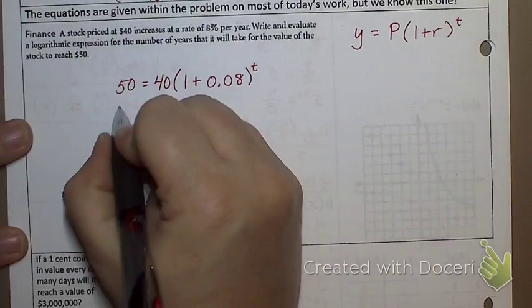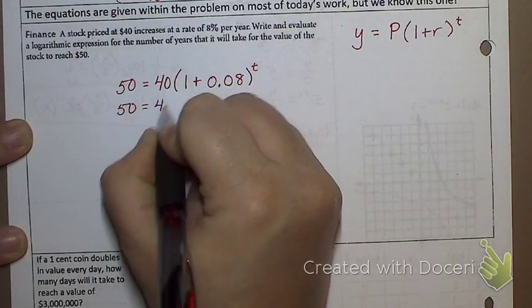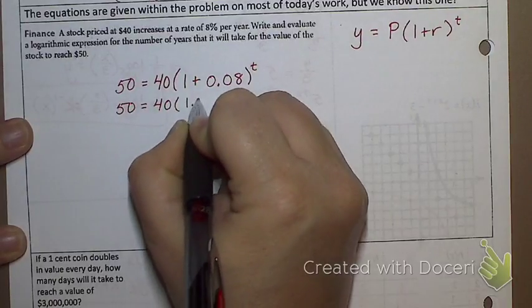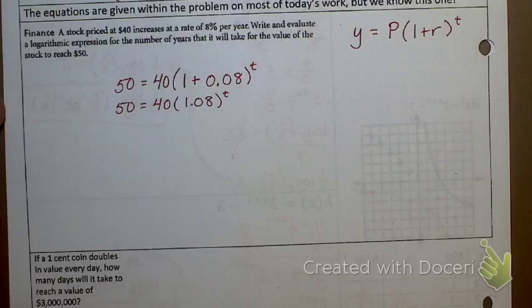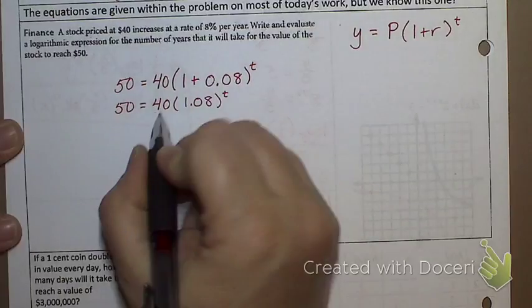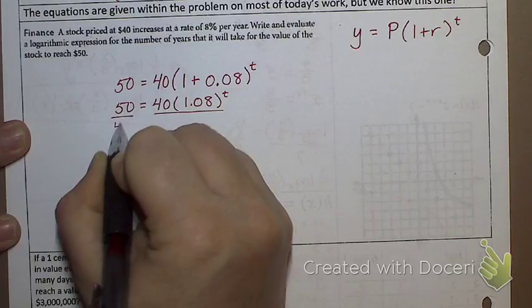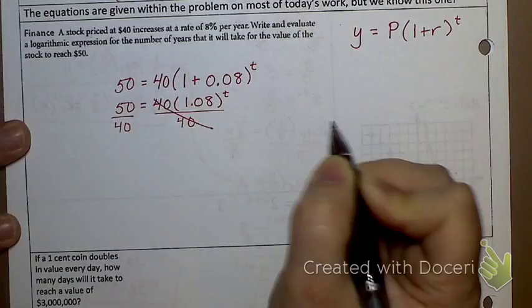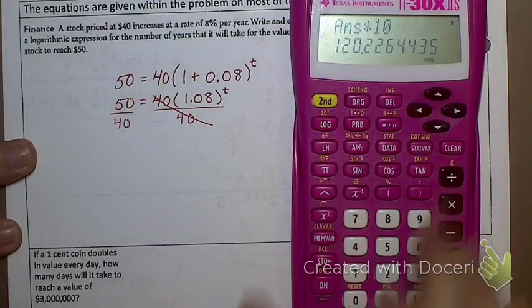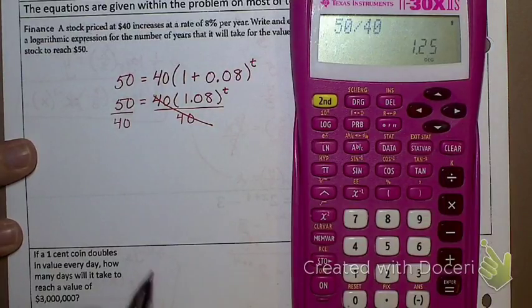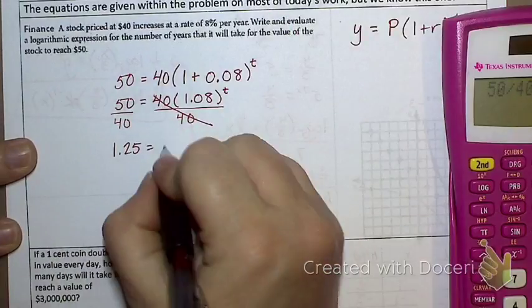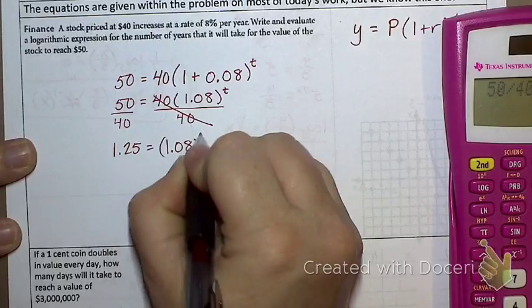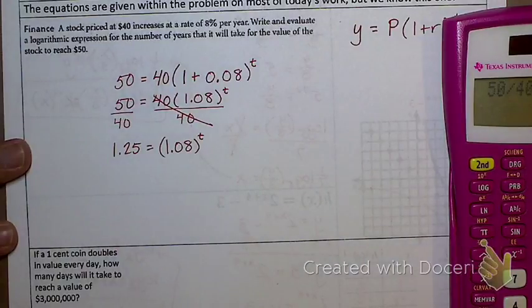So, the first thing I notice I can do is I can add 1 plus 0.08 and get 1.08. That makes things at least a little bit more simple. Now what do you think I should do? Is my exponent term alone? No, what should I do? Divide by 40. What's 50 divided by 40? 1.25 is equal to 1.08 to the t.